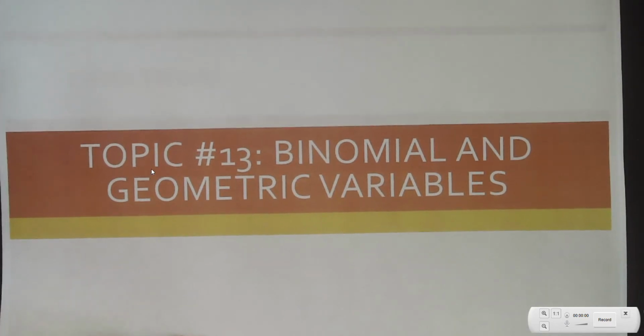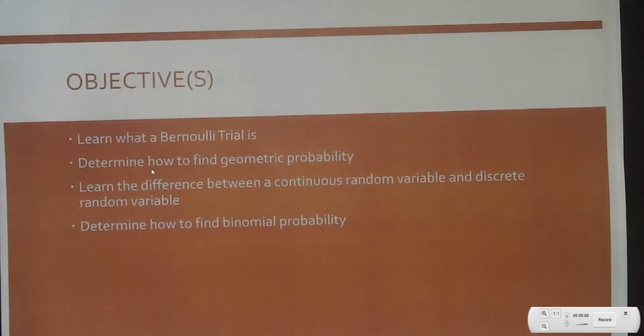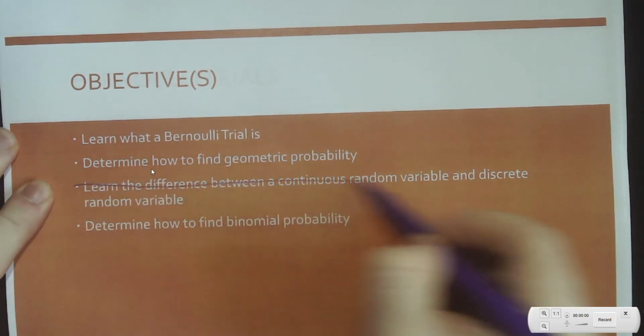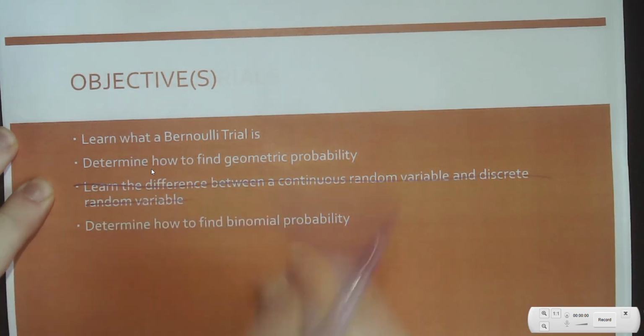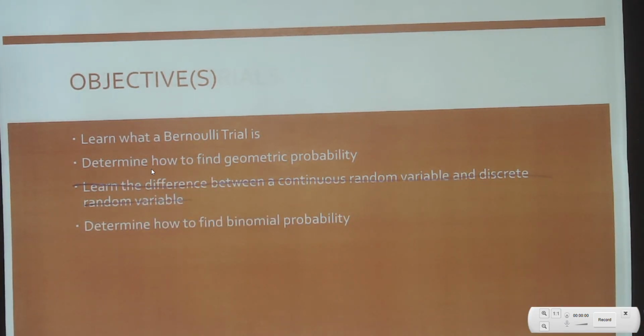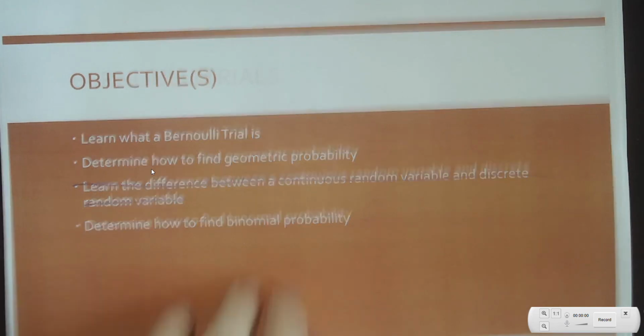Alright, so we're going to talk about binomial and geometric variables. We're going to learn what a binomial or what a Bernoulli trial is. We're going to determine how to find a geometric probability. We are not going to do this one because we already kind of did this one in the last section. And we determine how to find a binomial probability.